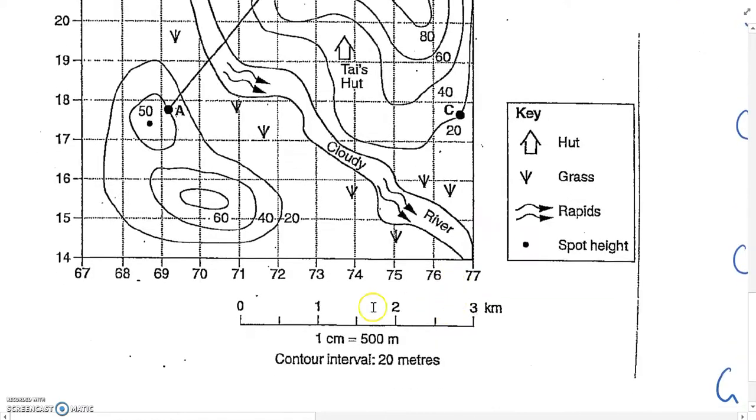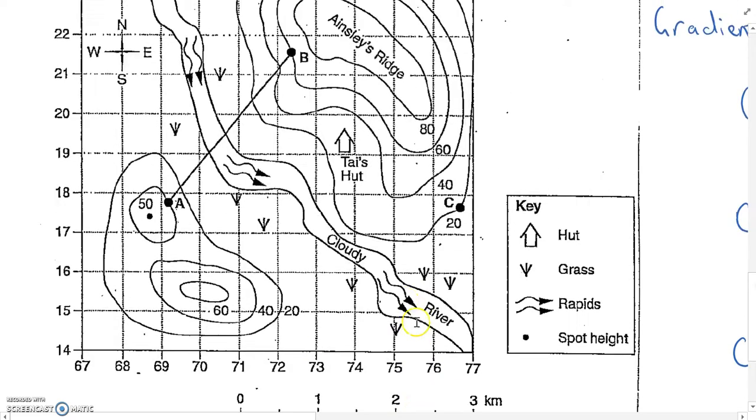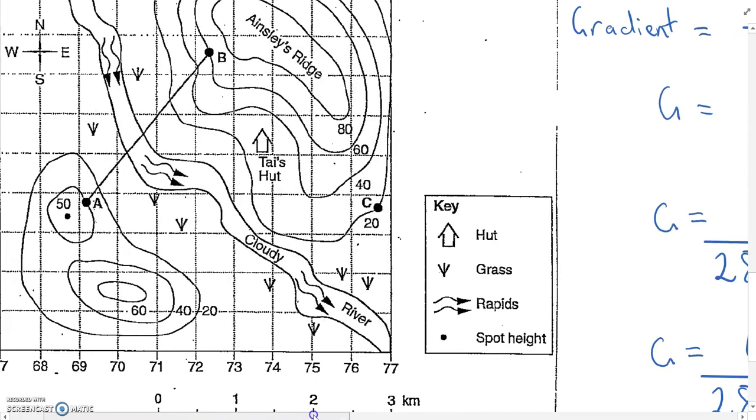Now, I don't have a ruler on me, but if we have our scale here of, say, 1 centimeter equals 500 meters, then we use that to measure the distance between these 2 points. And let's just say, for argument's sake, for this example, it's 2,800 meters, so 2.8 kilometers.